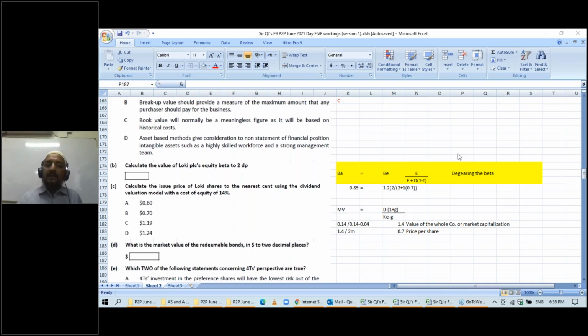No, beta equity is a geared beta. Beta asset it should be. BA stands for beta asset. BE is the equity beta. Equity beta is the geared beta.